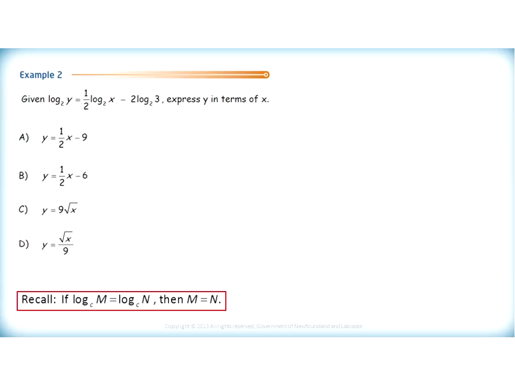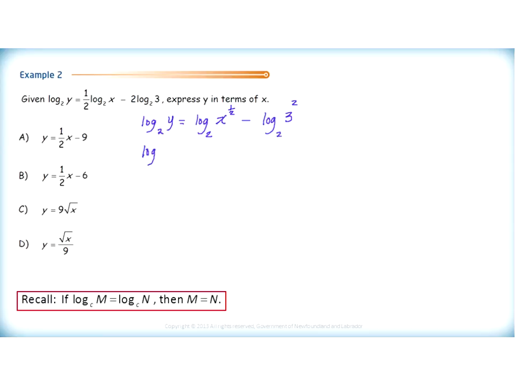In example 2, we are given that the log of y to base 2 is equal to 1/2 the log of x base 2 minus 2 times the log of 3 to base 2. We are asked to express y in terms of x. So again, let's use our laws of logarithms. So we would have the log of y to base 2 is equal to, we will take these coefficients using the power law of logarithms and make them exponents. So 1/2 the log of x base 2 can be rewritten as the log of x to 1/2 to base 2, and the 2 log 3 can be rewritten as the log of 3 squared to base 2.